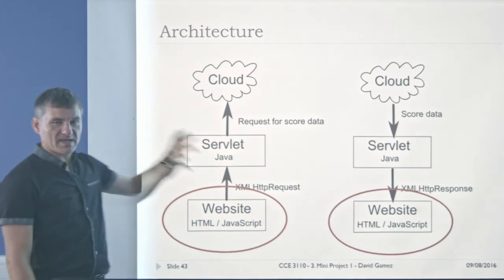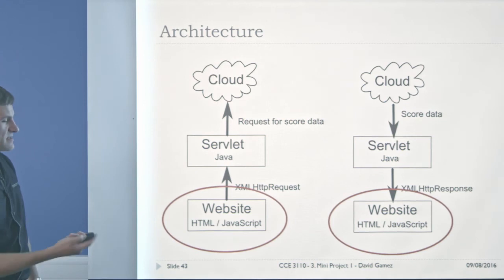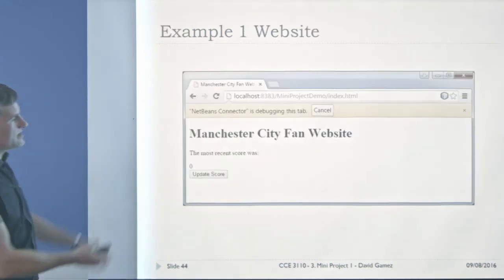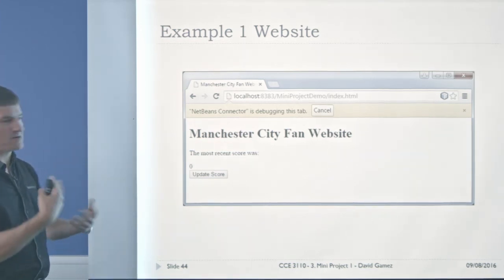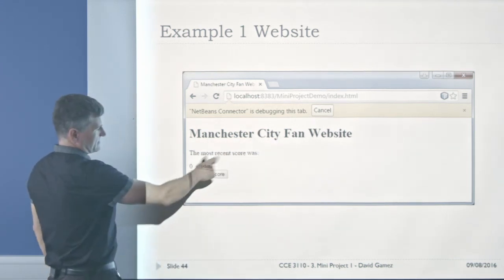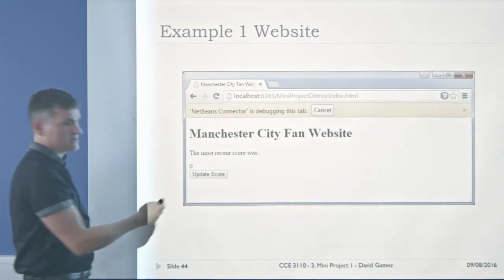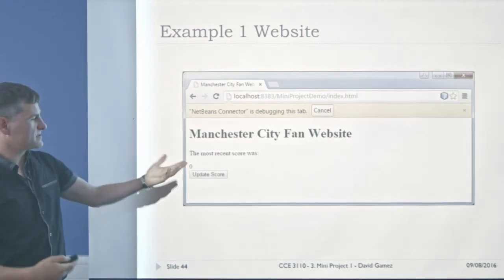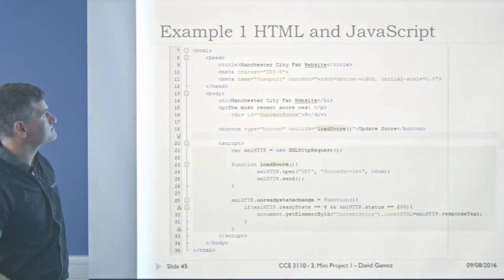So let's look at these different parts of the project, just to explain how they all work in more detail. As I said, we're going to go through all this technology in more detail in lab sessions. But let's say this is an example of the sort of very simple front-end website you could build to begin with. Here we have our Manchester City fan website, and here's the location where the score is going to go. You click on Update Score, and it sends an XML HTTP request up to the servlet, pulls the score back from the servlet, and displays it on the website here.